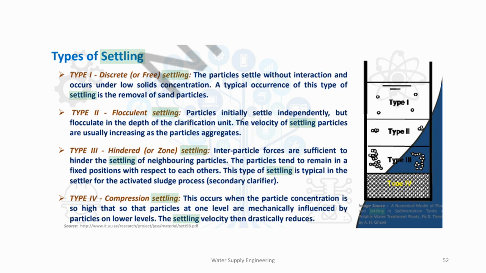Type 4 or compression settling. This occurs when the particle concentration is so high that the particles at one level are mechanically influenced by the particles on the lower level. So then the settling velocity drastically reduces, as we saw in the question.